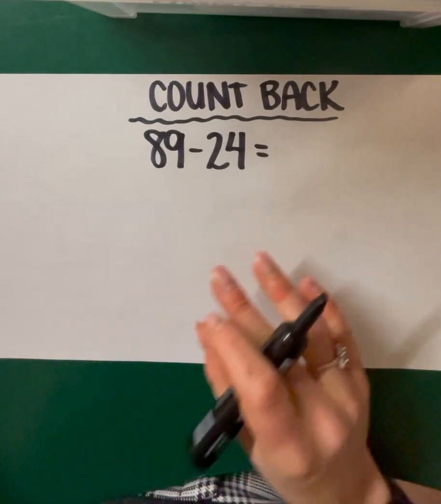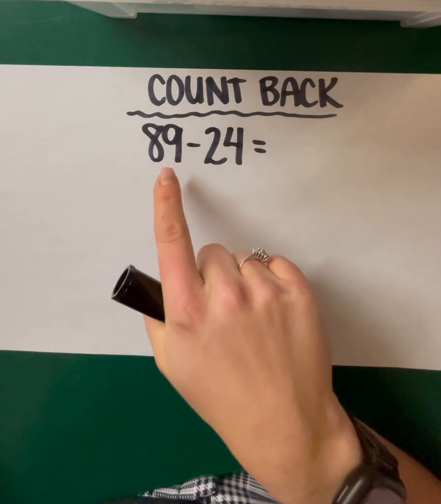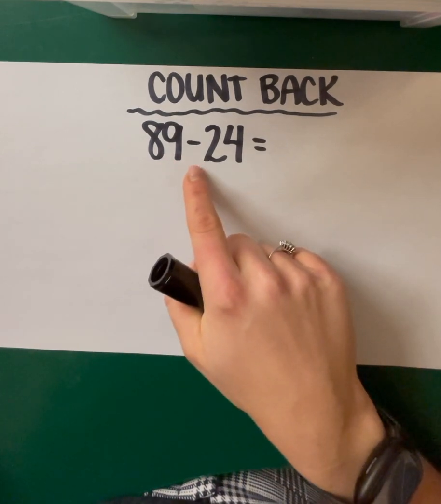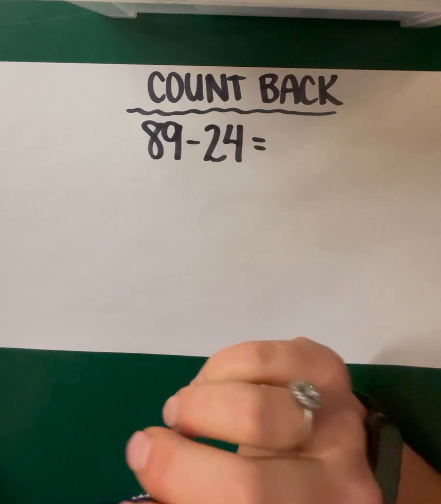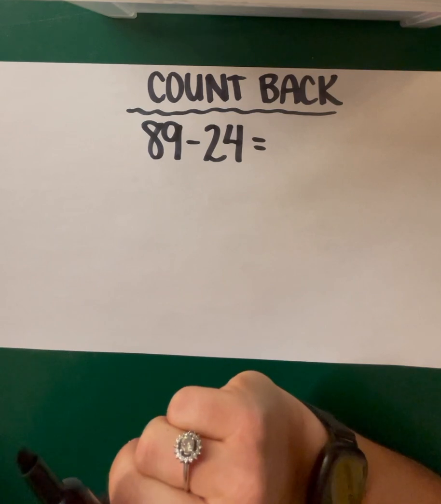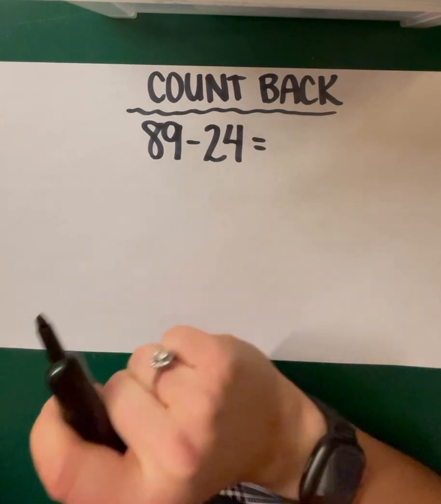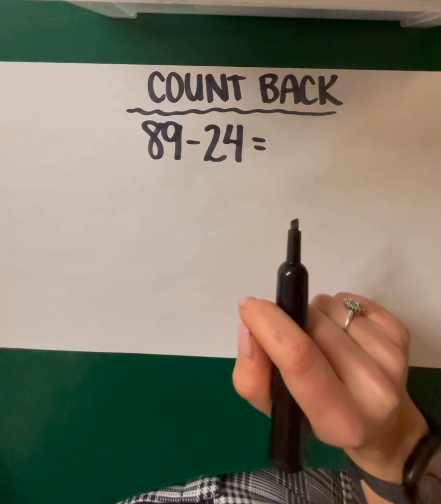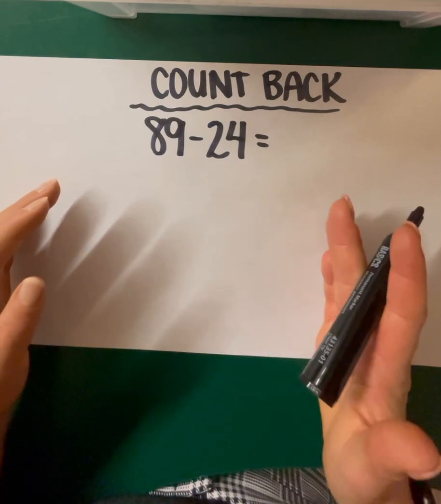All right, in this video, we're going to explore the count back strategy for subtraction. So our question today, 89 take away 24. Children have to try to figure out what strategy fits the question that's in front of them. So I could totally use an add-on strategy for this. I could create a number line and plot both numbers and make my jumps to find the difference.